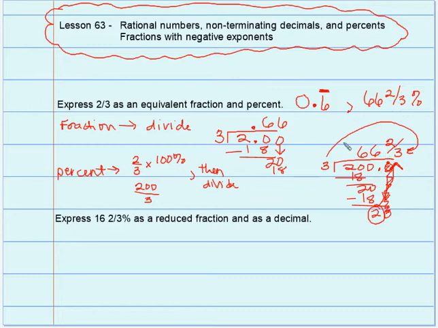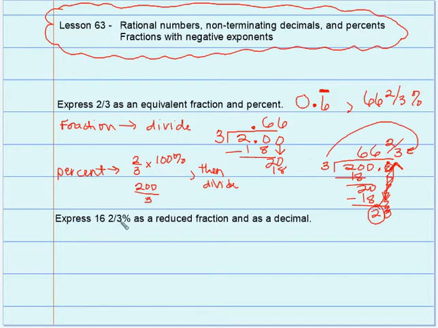So if you have a repeating decimal, when you're making it into a percent, multiply your fraction times 100% and then do the division in the whole numbers, and then write the decimal part or the remainder part as a fraction, please.